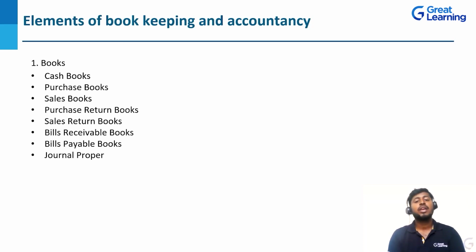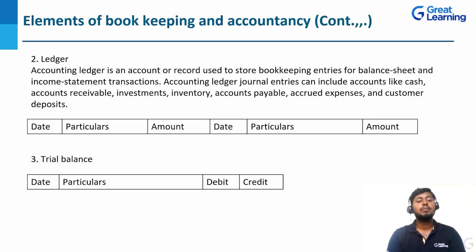Under the books, we have 8 different kinds of books the company needs to maintain in the bookkeeping. That is the first element. So we'll see what is the second one. So the second element is ledger.